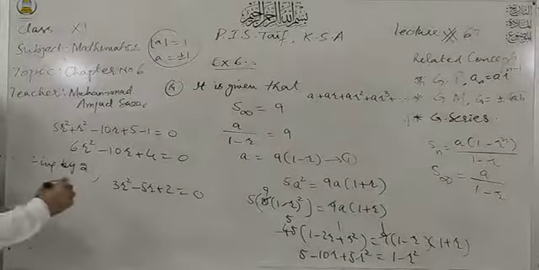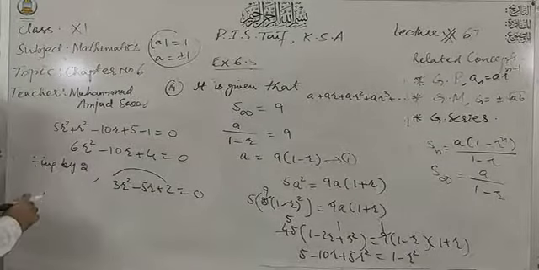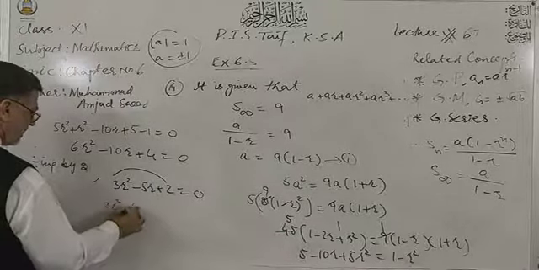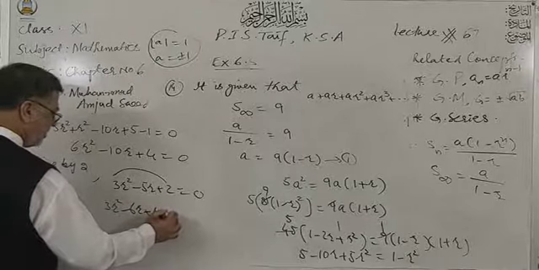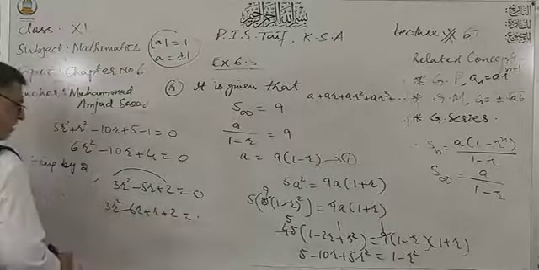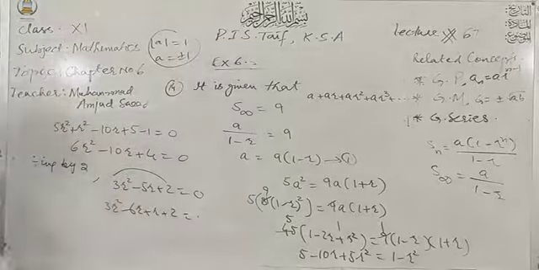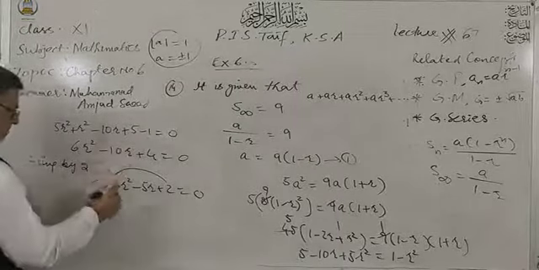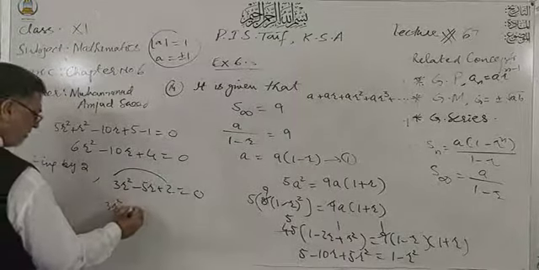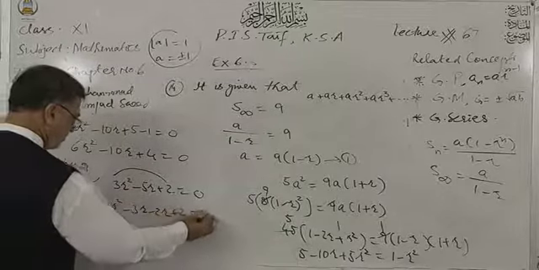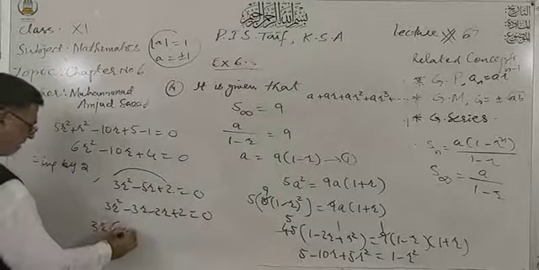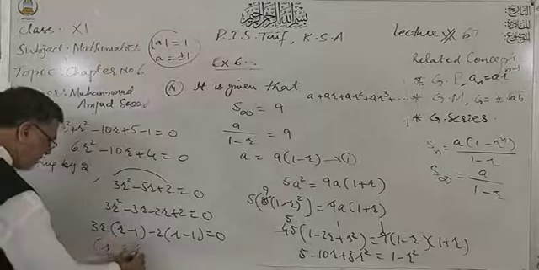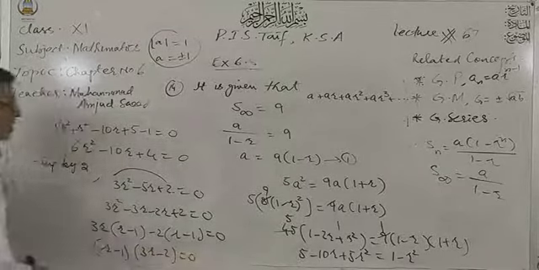You multiply 3 and 2, this will be 6r², and we need factors of 6. It will be minus 3 and minus 2, not plus, because the product is positive and the sum is minus 5. So 3r² − 3r − 2r + 2 = 0. Take 3r common from the first two terms, r − 1, and minus 2 common, r − 1. So (r − 1)(3r − 2) = 0.